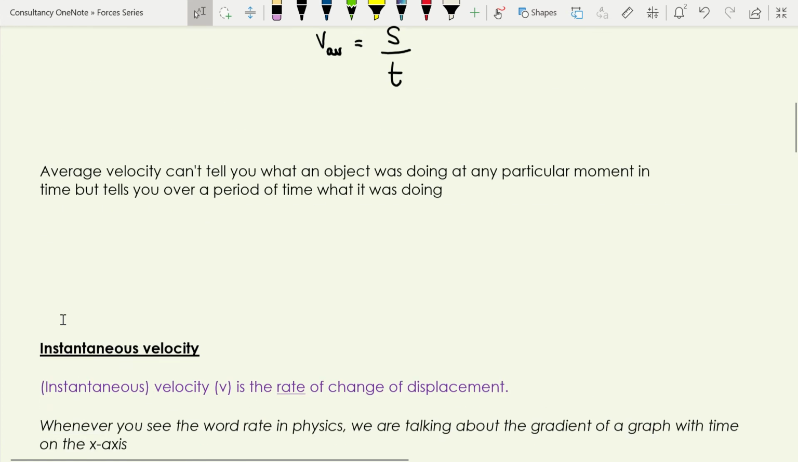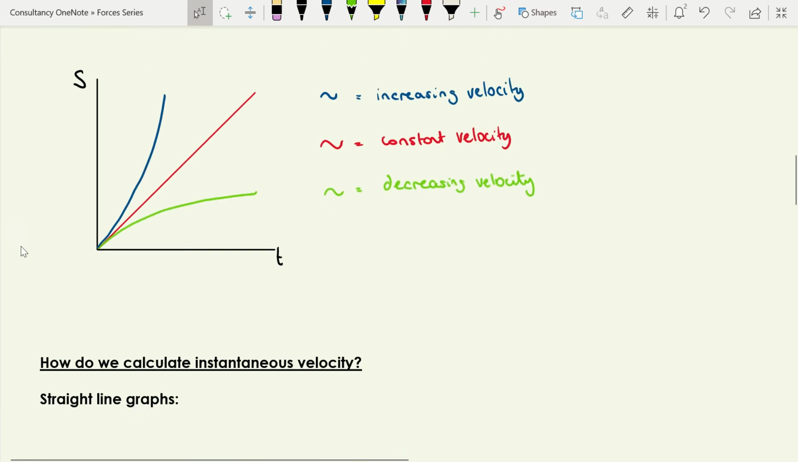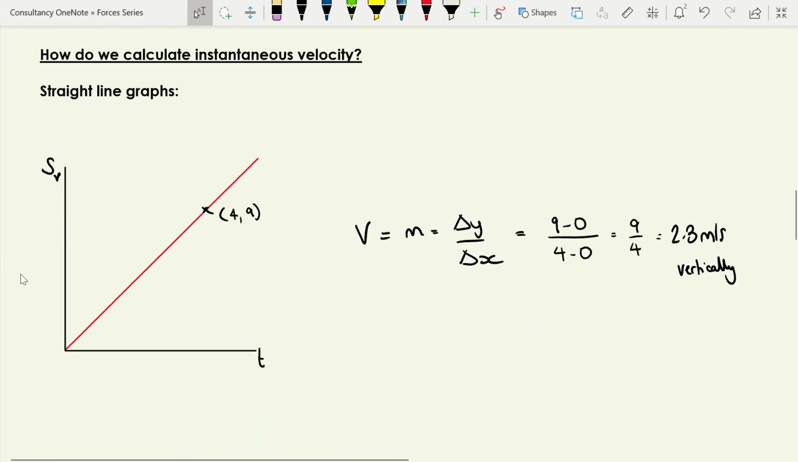So we've seen how we can calculate average velocity using a fairly simple equation. So the question is, how do we calculate instantaneous velocity? Well, if it's a straight line graph, that's fairly straightforward. We find out what the gradient of that straight line is. So how do we find a gradient? Well, we do change in y over change in x. On this particular graph, it started at a displacement of 0 at time 0, and it ended up at a displacement of 9 meters after 4 seconds.